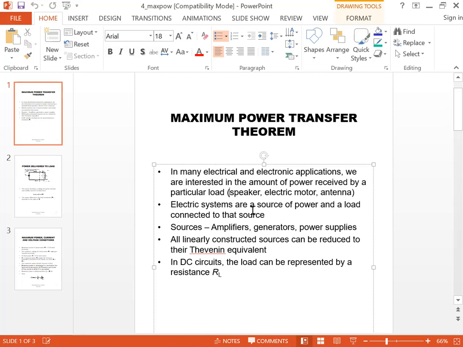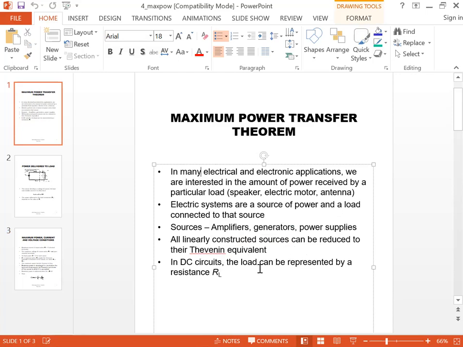Electric systems are a source of power and a load connected to that source. So these electric systems are connected with some type of source, voltage source, or current source. Sources are amplifiers, generators, power supplies. All linearly constructed sources can be reduced to their Thevenin equivalent. So we can reduce all these sources into their Thevenin equivalent.